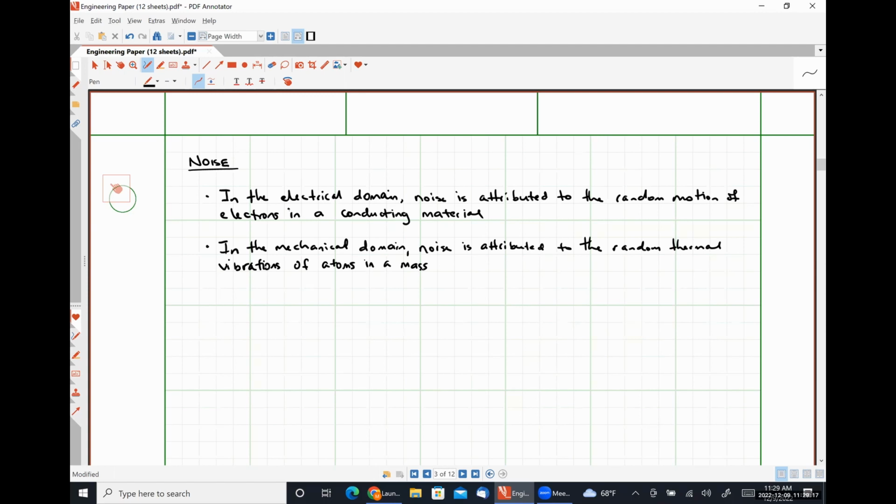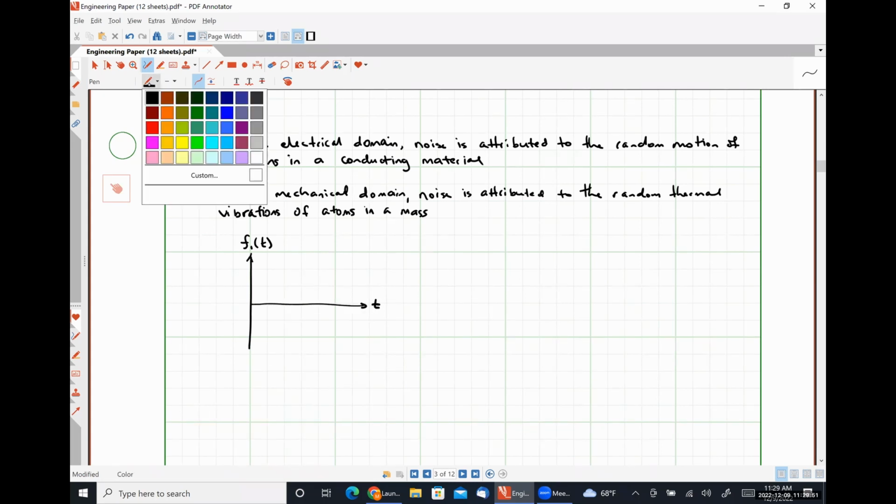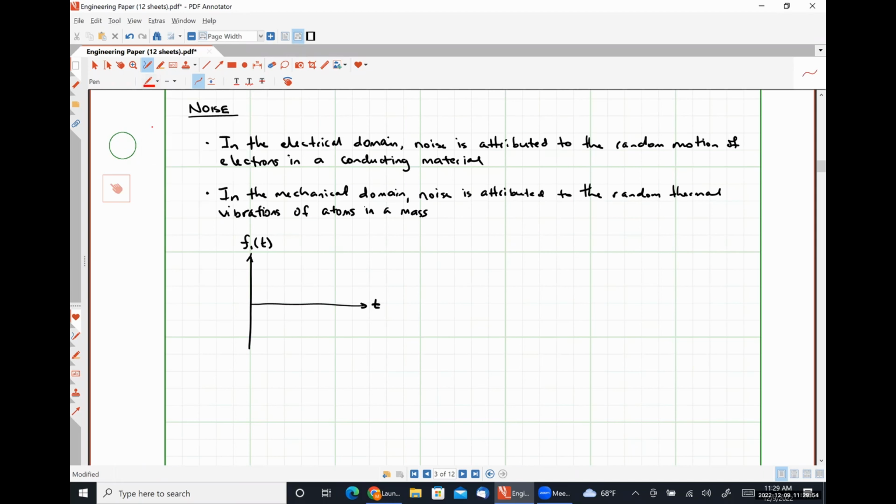So from these two definitions, the most important takeaway is that noise is a random process, meaning that the value of noise cannot be predicted at any time, even if past values are known. So what I mean by that is let's consider two simple functions, right? So over here, let's say that we have F1 as a function of time. And let's make F1 be a simple periodic function like a sinusoid.